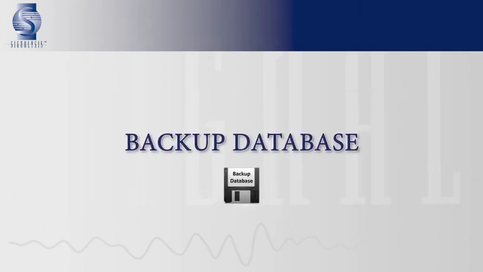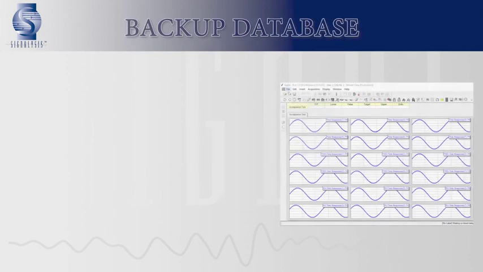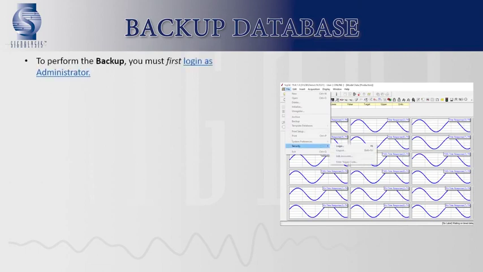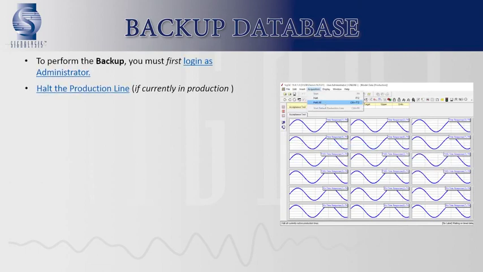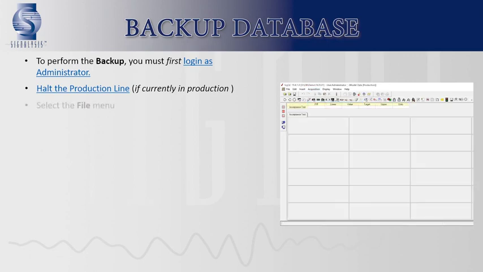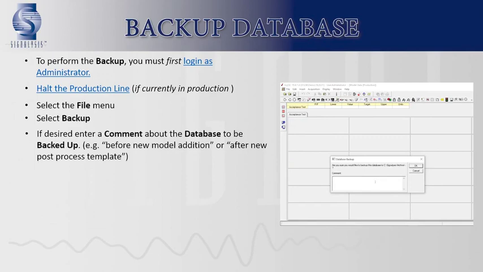A backup is a process to copy the database of all currently stored production units along with all crucial files for restoration and/or review. To perform the backup, you must first log in as administrator. Halt the production line if currently in production. Select the File menu. Select Backup. If desired, enter a comment about the database to be backed up.